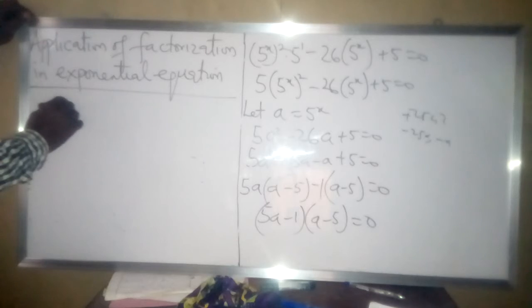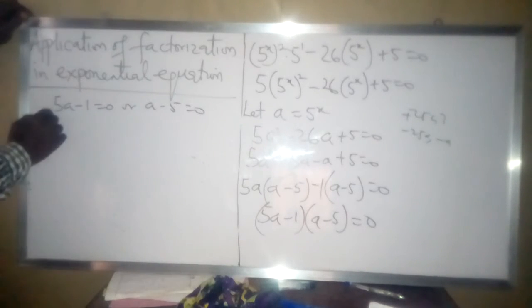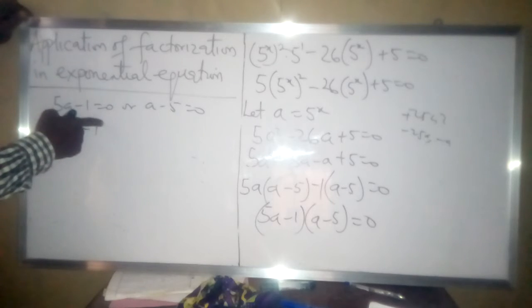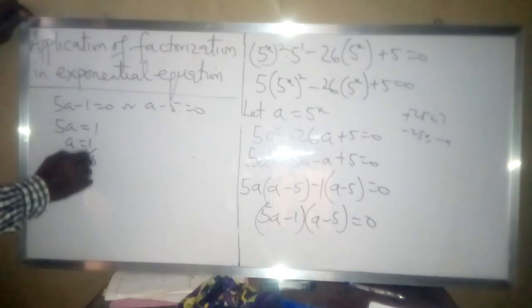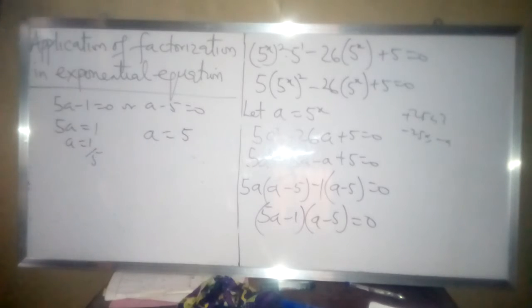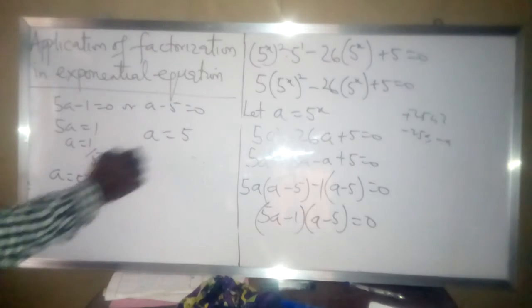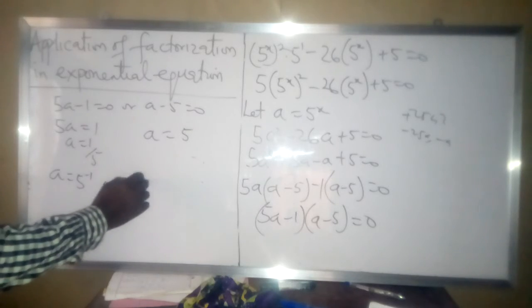So 5a minus 1 is equal to 0, or a minus 5 is equal to 0. So 5a will be equal to 1, and by the time it goes here, a will be equal to 1 over 5. Here a will be, minus 5 to the other side becomes plus 5. So you can write this one as a is equal to 5^(-1), and or a is equal to 5^1.